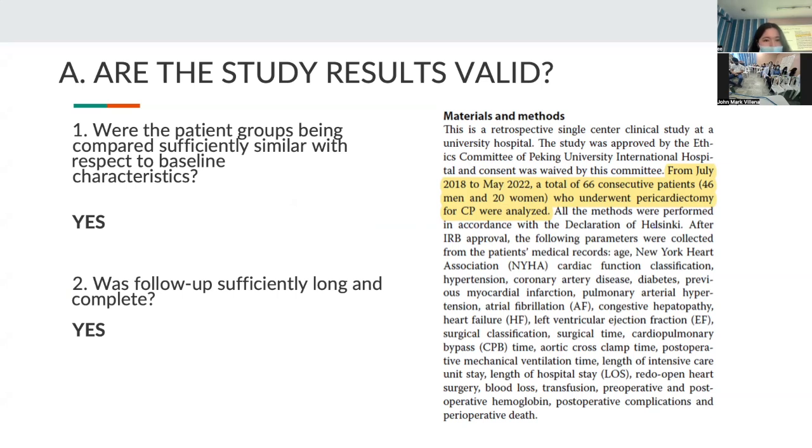And from July 2018 to May 2022, a total of 66 consecutive patients who underwent pericardiectomy for constrictive pericarditis were analyzed. All the methods were performed in accordance with the Declaration of Helsinki, and the following parameters were collected from the patient's medical records: the age, NYHA classification, comorbidities like hypertension, coronary artery disease, diabetes, previous MI, pulmonary arterial hypertension, AV, congestive hepatopathy, and etc.